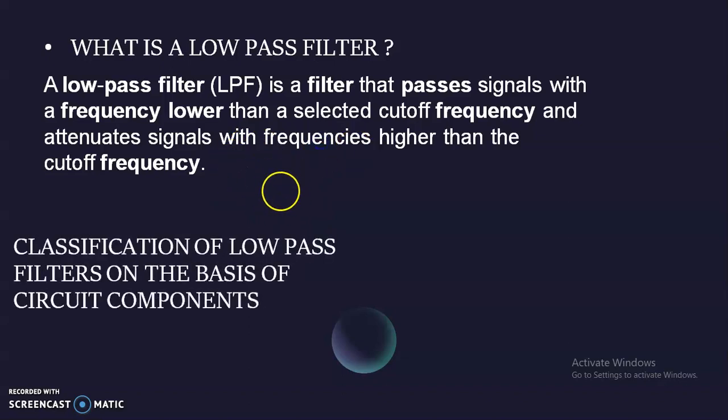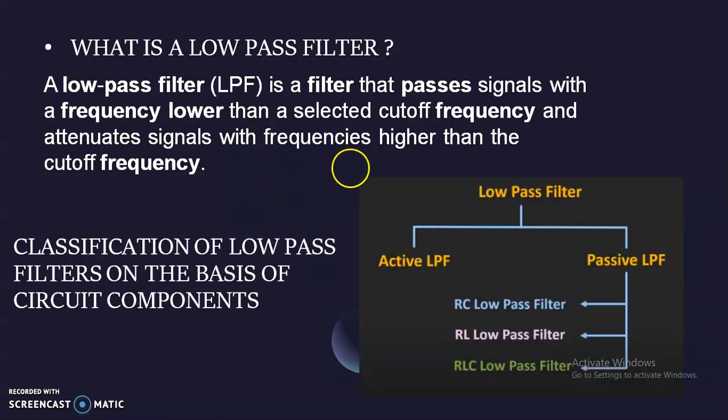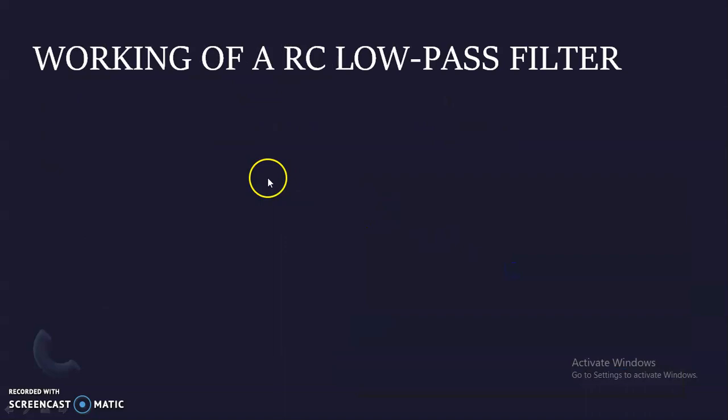Classification of low-pass filters. Low-pass filters can be classified as active and passive. Passive low-pass filters can be of three types: RC low-pass filters, RL low-pass filters, and RLC low-pass filters. Working of an RC low-pass filter.